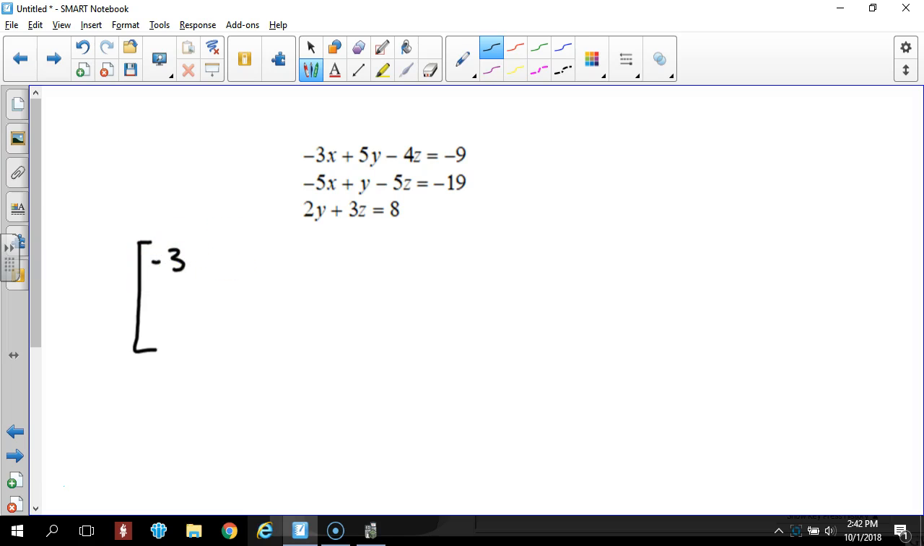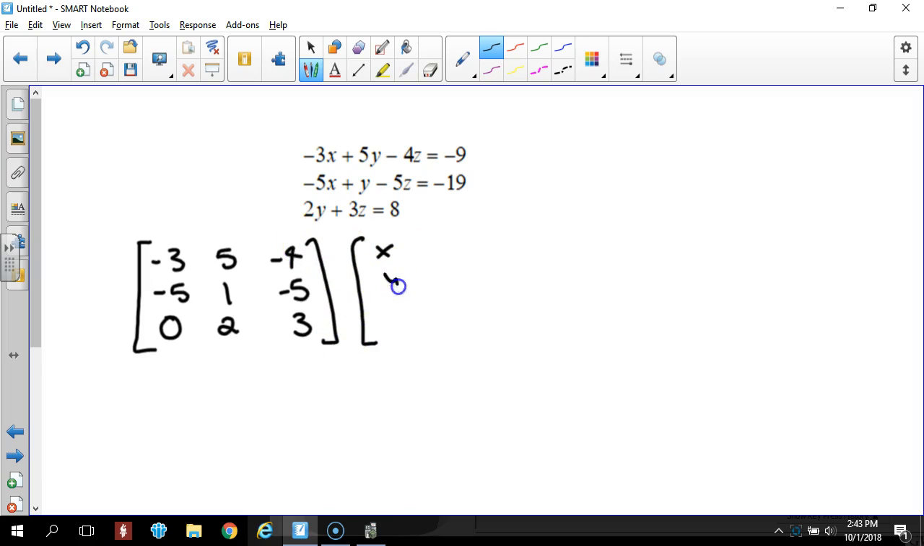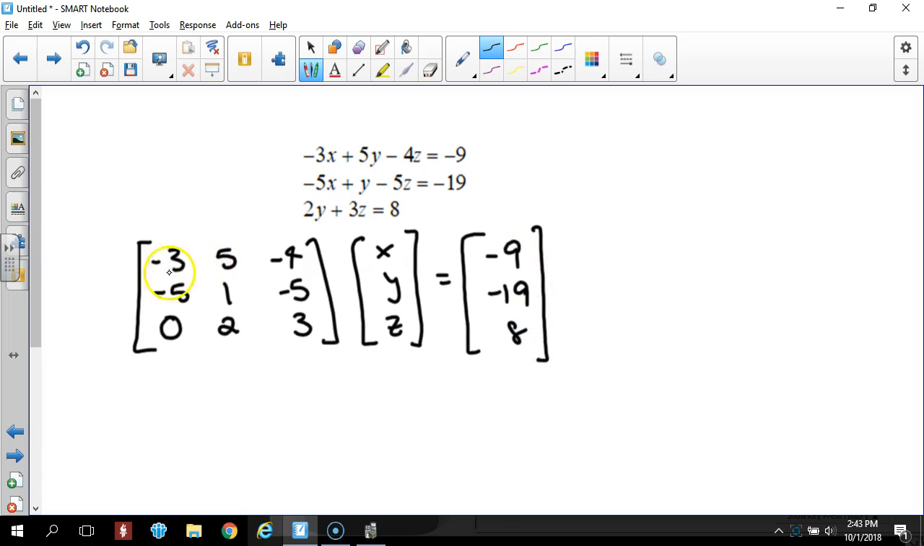So I have -3, 5, -4, -5, 1, -5. Notice this is a y here, so I have to be careful and catch that. That's a 0 for the x. 2 and 3. And I've got x, y, z. And this equals -9, -19, and 8. So I'm going to take this one, put this in my calculator as a 3 by 3. I'm going to take the inverse of it and multiply it by this one, the 3 by 1.